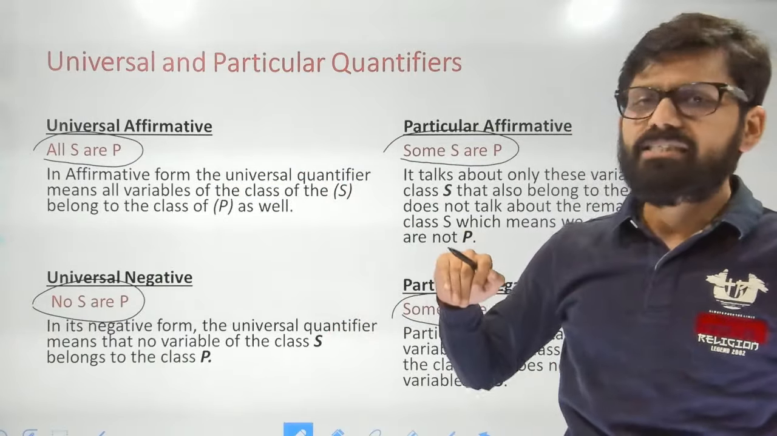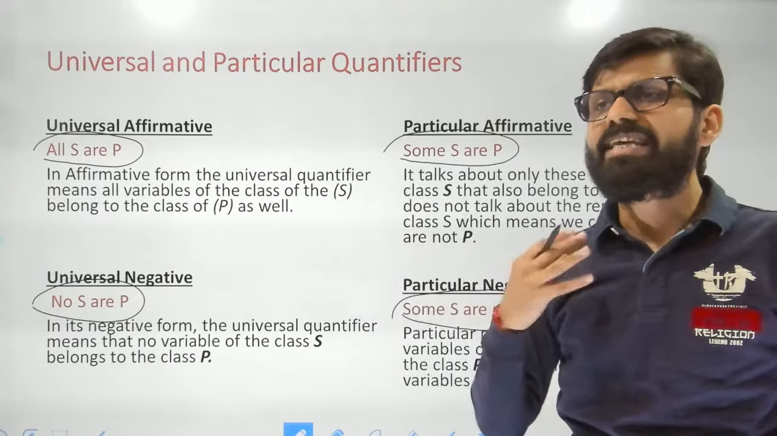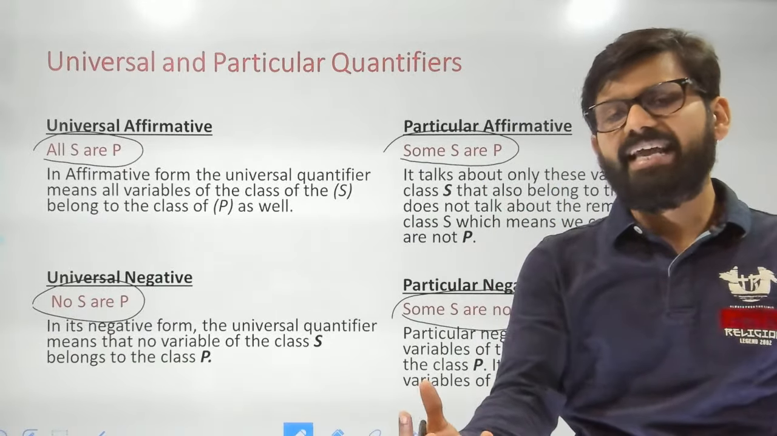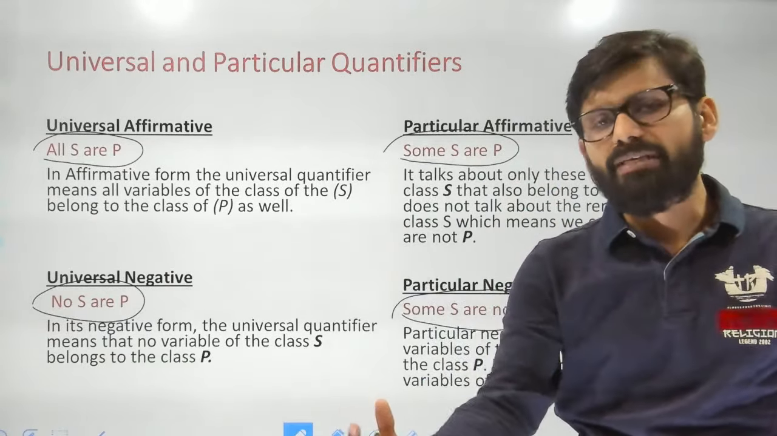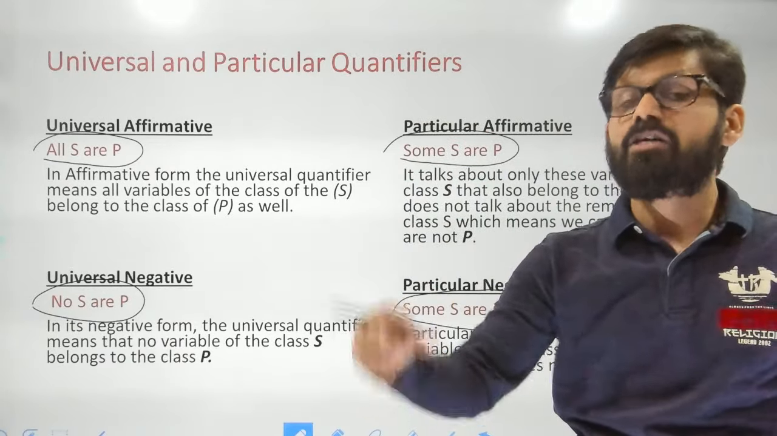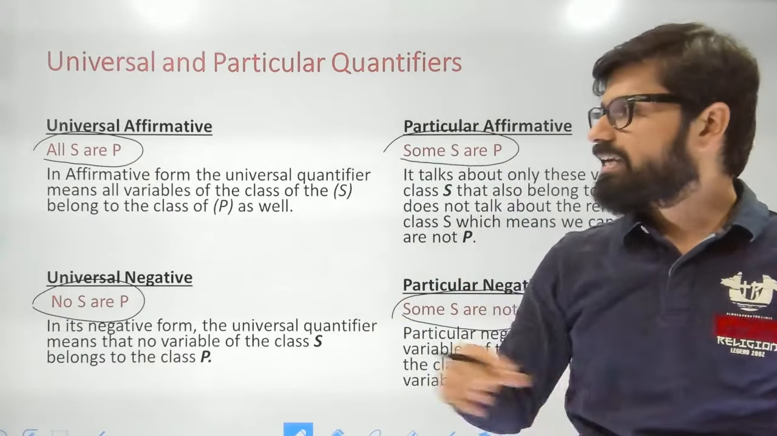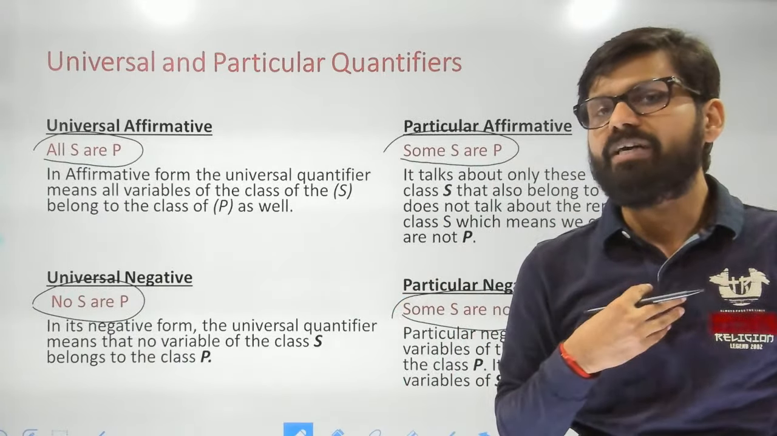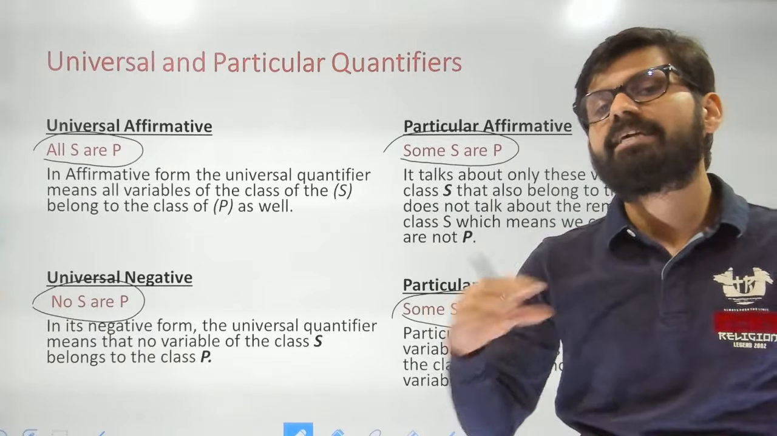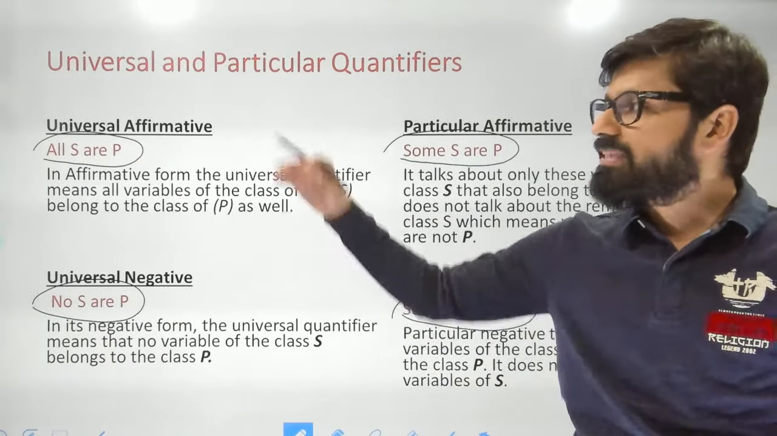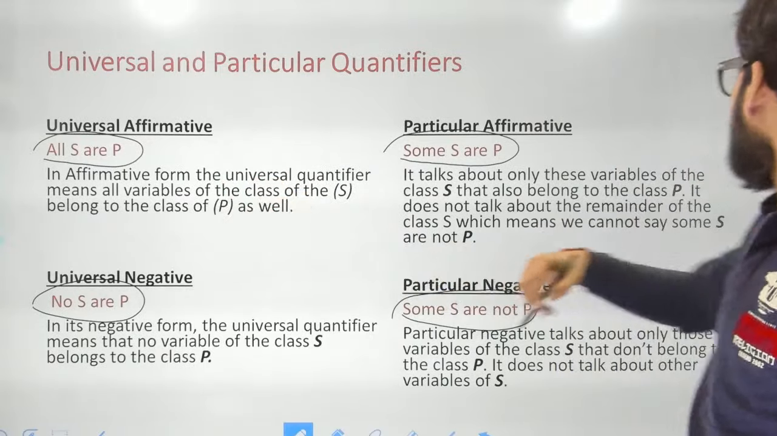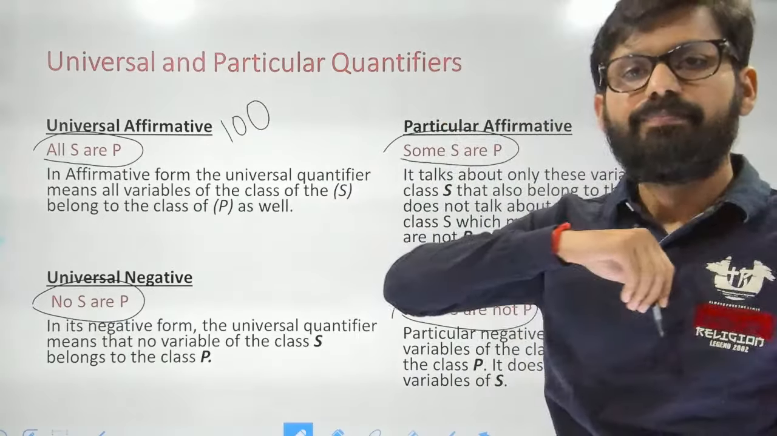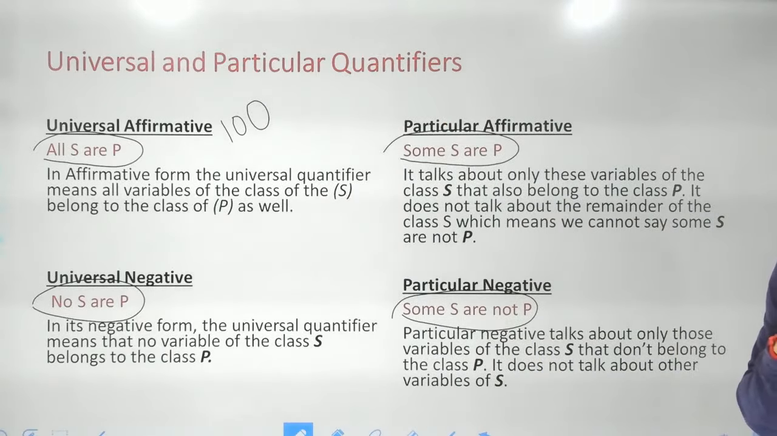So starting with all S are P, this is pretty straightforward. We can imagine two sets, S and P. Now this set S is completely inside P. All the elements of S are also elements of P, right? So all S are P. If I were to give it a number, and if we are assuming that S has 100 elements, right? So if I have to give this quantifier a number, I can give it 100, right?